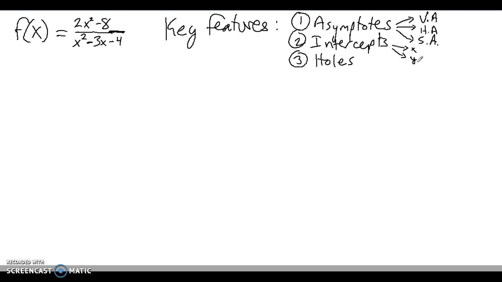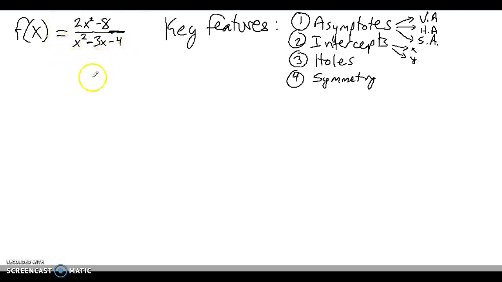And any of the multi-step procedures that they'll talk about in textbooks are really about getting these features along with, I guess, a fourth that doesn't happen very often, which is called symmetry. And you don't have to go in any particular order. So let's look at this one. F of x equals 2x squared minus 8 over x squared minus 3x minus 4. And so let's see what we can find.